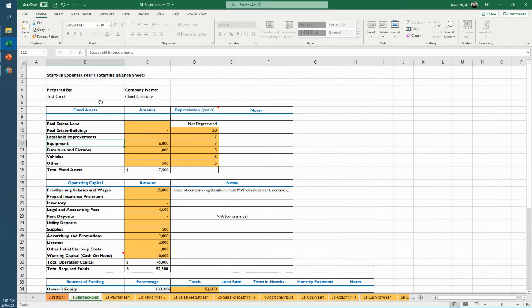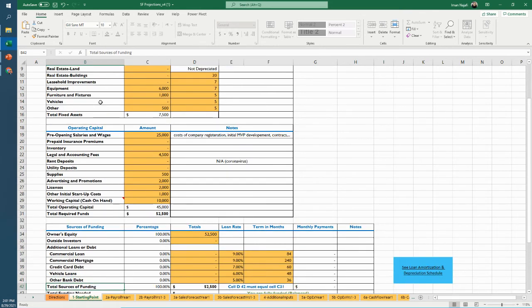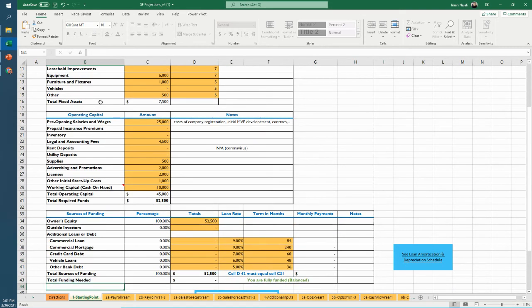How much in fixed assets was needed? How much operational capital was needed? And what are the sources of funding that are appropriate for you? What percentage of equity do you want to have? What percentage do you want to get from loans? What percentage do you want to get from your investor, and so on?